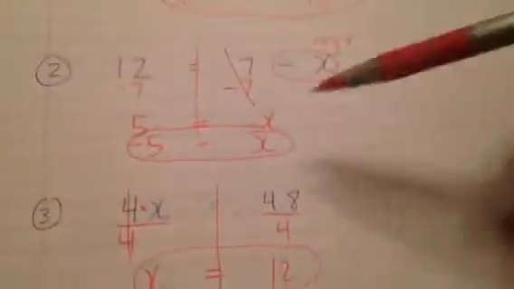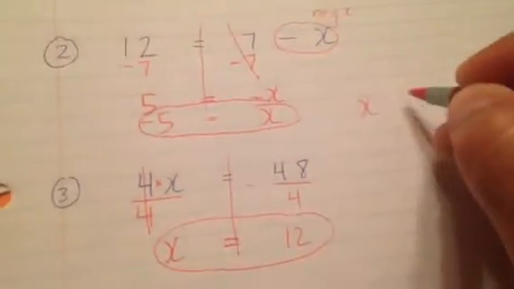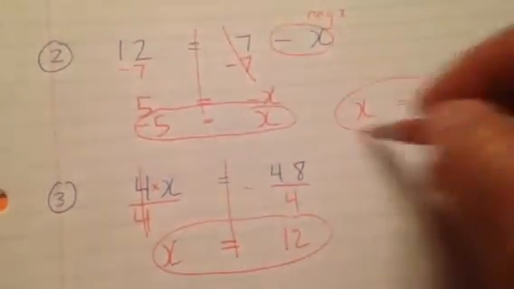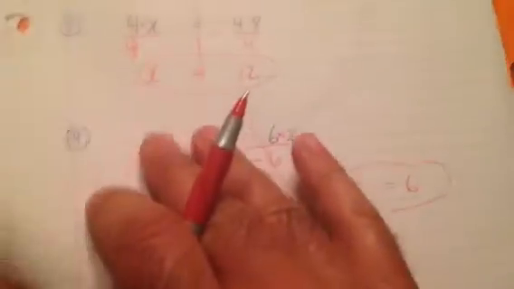Same with this one over here. We had negative 5 equals x. If you didn't like that, you could also write x equals negative 5. Okay, and that's how we solve these equations so far. I just have a couple more to do.